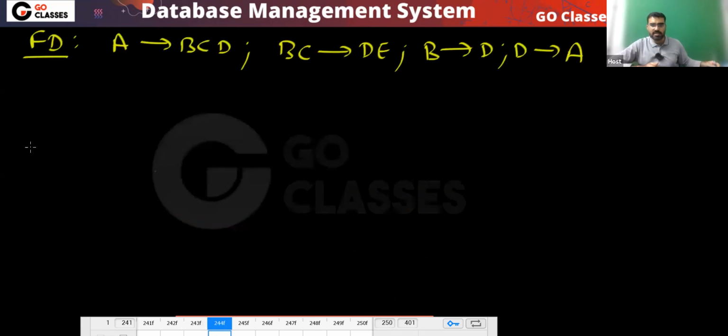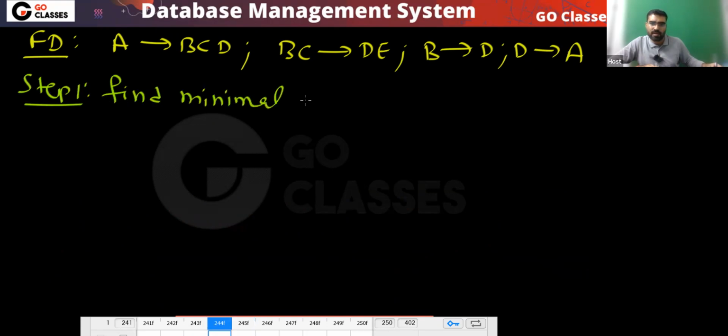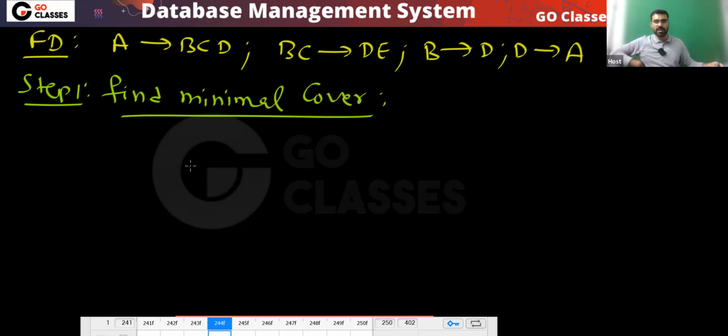Okay, now let's see this. First we will do the minimal cover. So first you find the minimal cover, that is your step 1. What answer you will get here? First you tell me, is there any extra attribute here? Extraneous on LHS. Only one attribute is there, so there is no extra attribute on LHS.